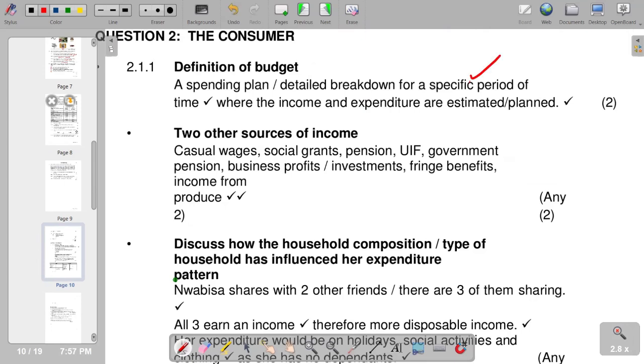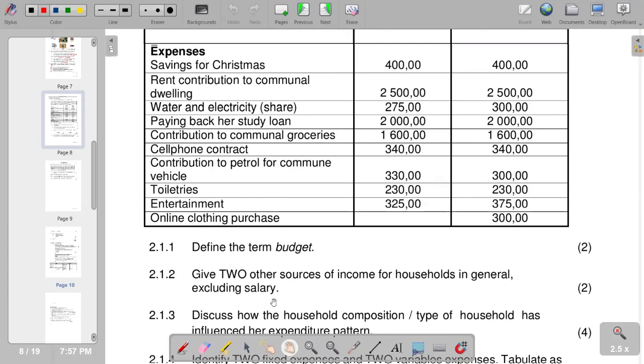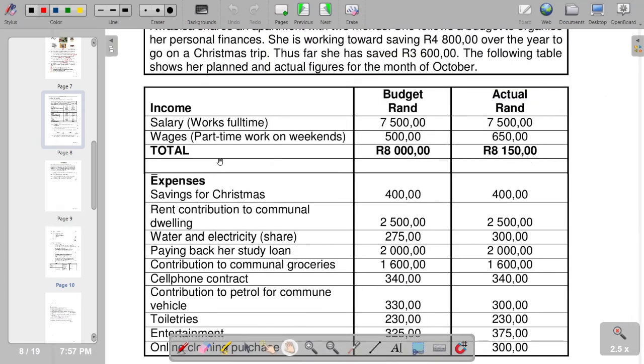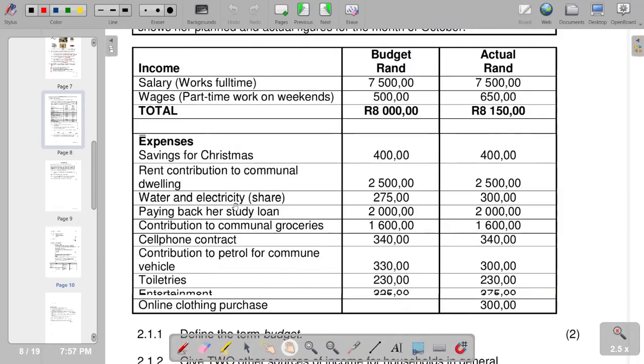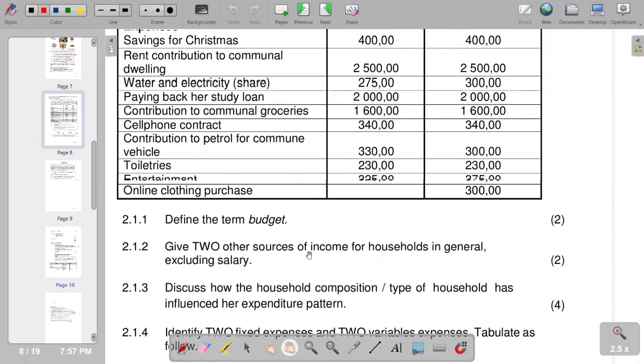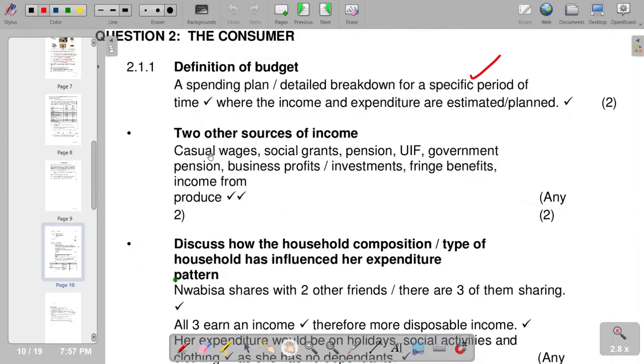Give 2 other sources of income for households in general, excluding salary. Of course, the salary is indicated in the question as a source of income, but the question requires us to come up with other sources of income. So you'd see that other sources that we can include: we've got casual wages is one of them, social grants, pension, UIF, government pension, business profits, or investments, fringe benefits, or income from produce. So these are some of the sources of income. Then we go to the next part of the question.